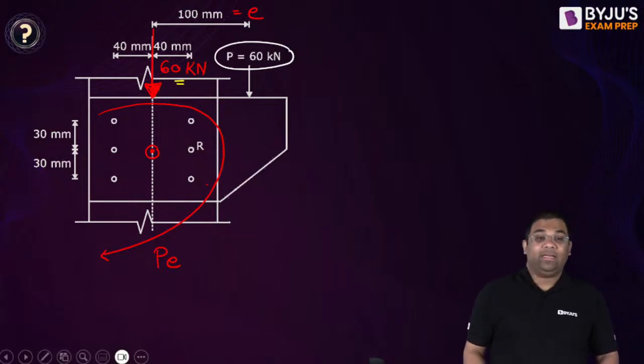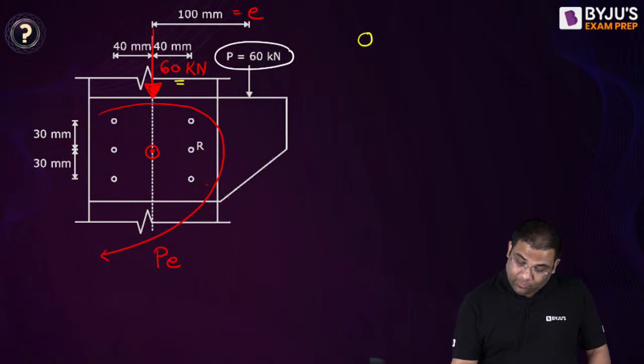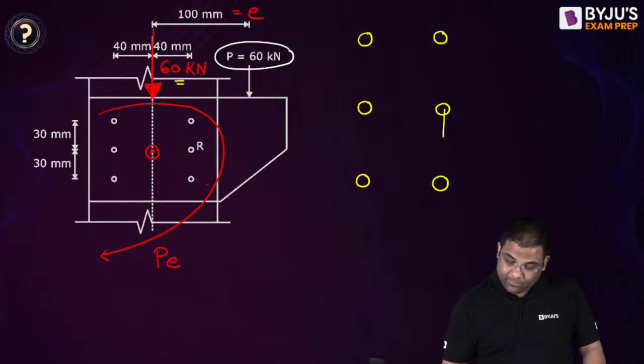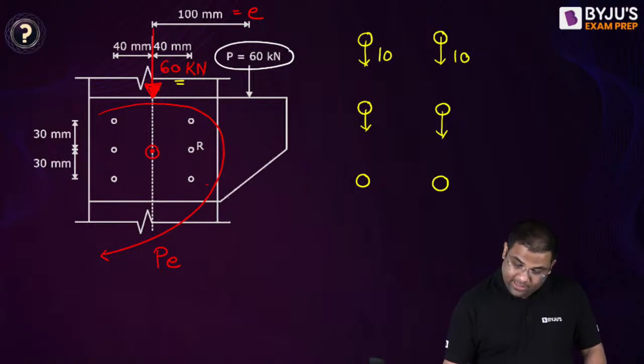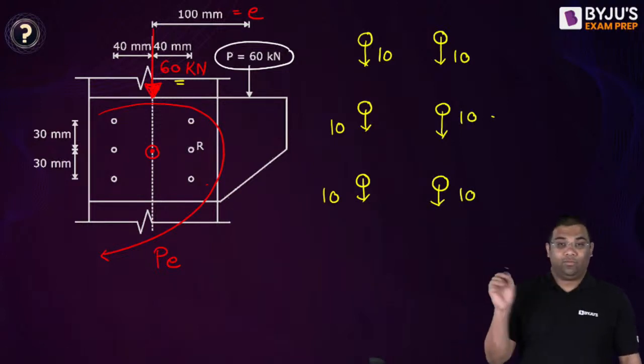First, this P force will get distributed among all the bolts. There are six bolts like this. So for each bolt, the force due to P will be 60 by 6. So in each bolt there will be 10, 10, 10, 10, 10, 10. The P is distributed among all the six bolts.